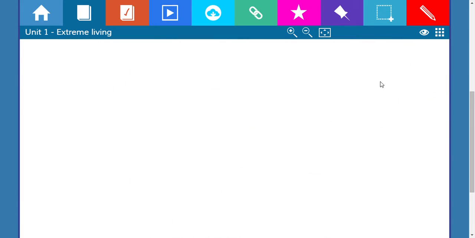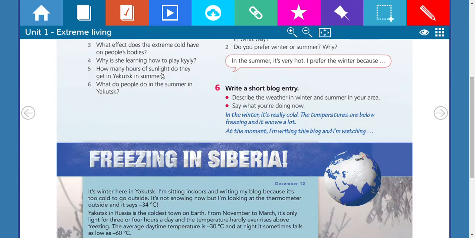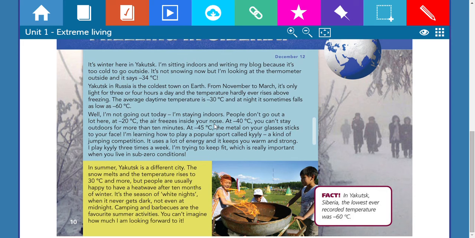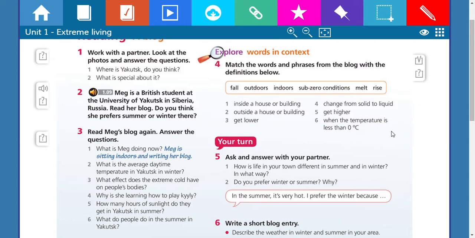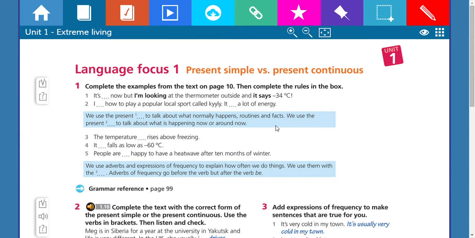Let's continue. In the first class, we also saw a reading block about freezing in Siberia. I remember you read the article and completed some activities. For today, we're going to focus on this one. It says language focus number 1. In this language focus, we have present simple versus present continuous.